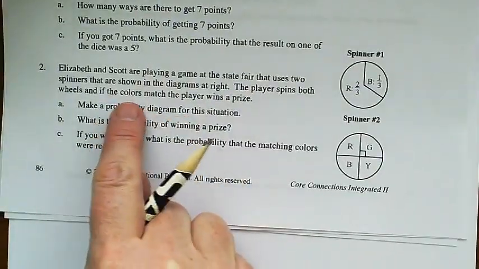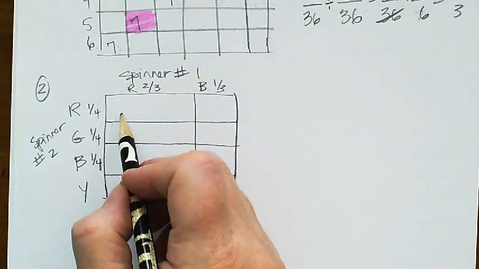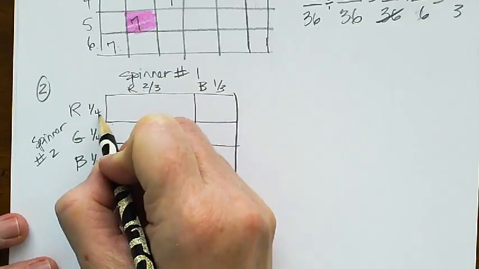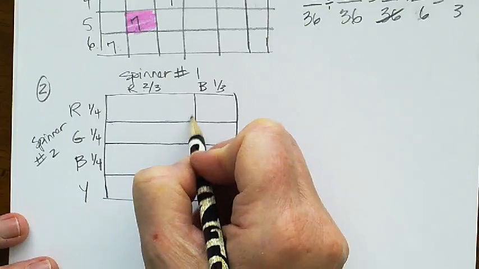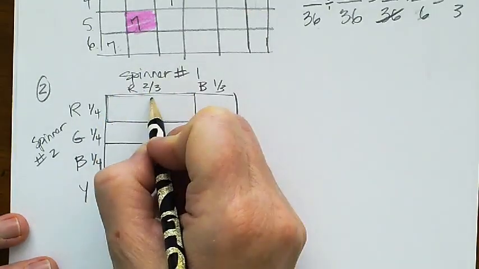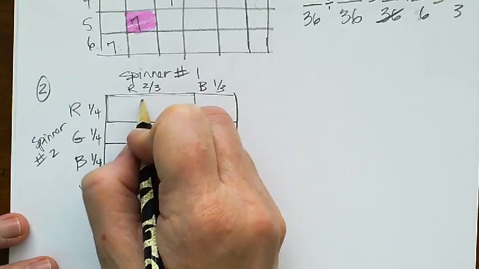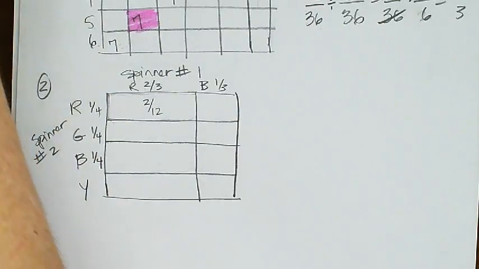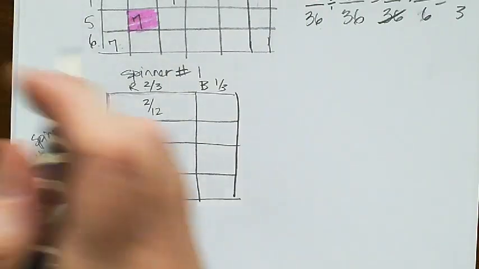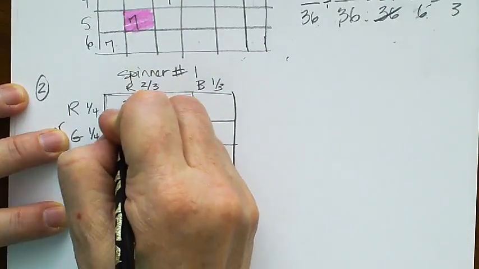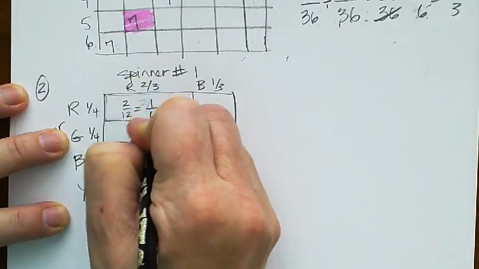What's the probability of winning a prize? Well, you win a prize if the colors match. So red and red, the probability of getting red on the first spinner and red on the second spinner would be the area of this rectangle, which would be the base times the height. So 1/4 times 2/3 would be 2/12, which would reduce to 1/6. When we write the 2 over 12 equals 1 over 6.